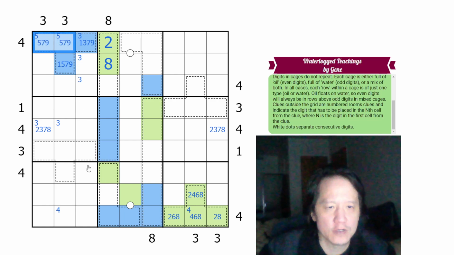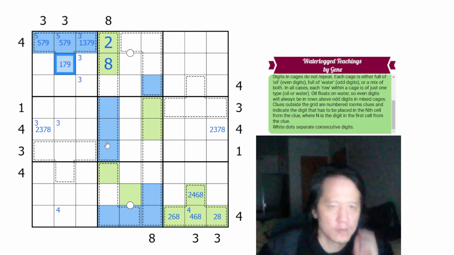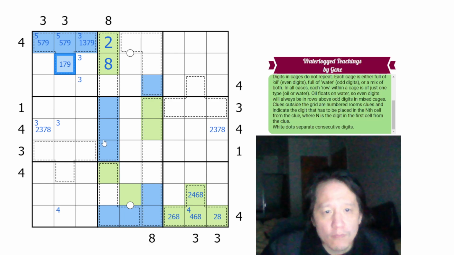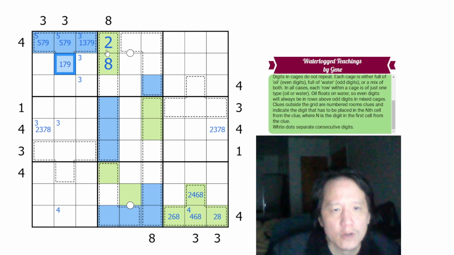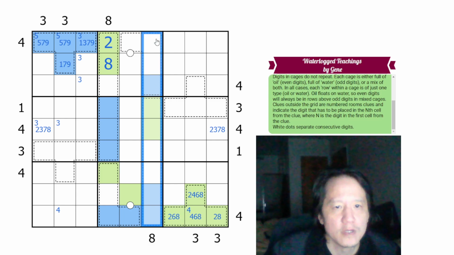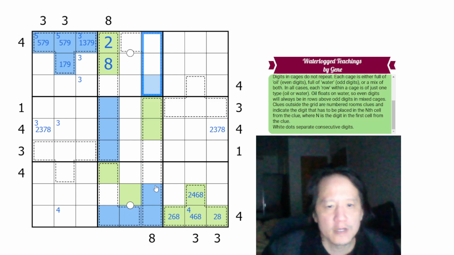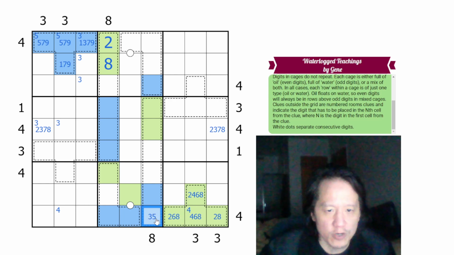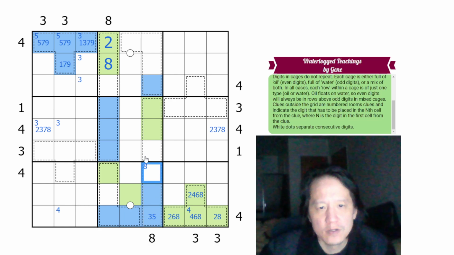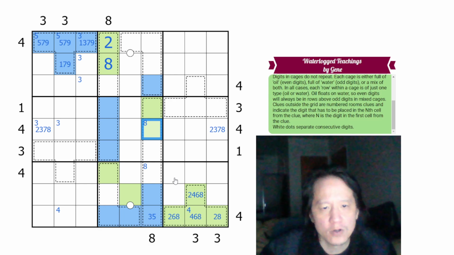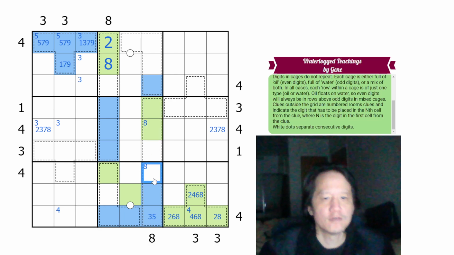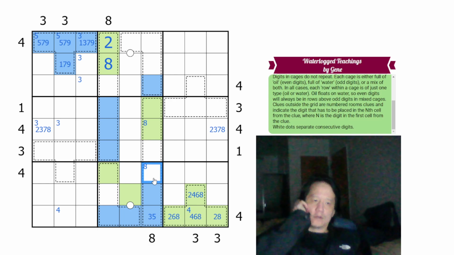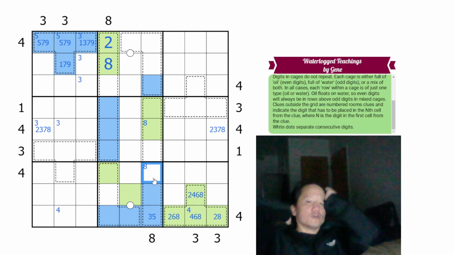5 we know is here, so this can't be 5. 2, this says the 8 is there. 8 cannot be in 7, 8, or 9. So this is 1, 3, or 5. It cannot be 1, obviously. So 8 is either here or here. 3 or 5. It still could be in 3.